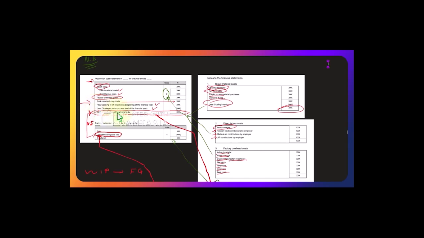And what does this provide us? The cost of production of finished goods. This cost of production of finished goods, ladies and gentlemen, is the one that is going to help us in the trading statement. All right. So the trading statement will be sales minus the cost of finished goods sold, which will provide us the profit. Are there examples? There are plenty of examples.